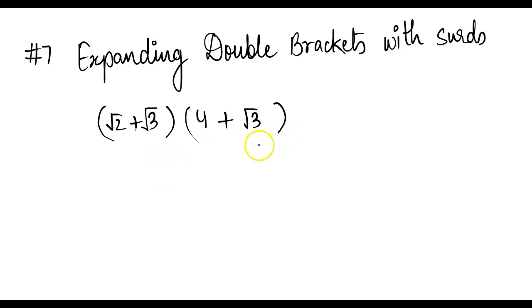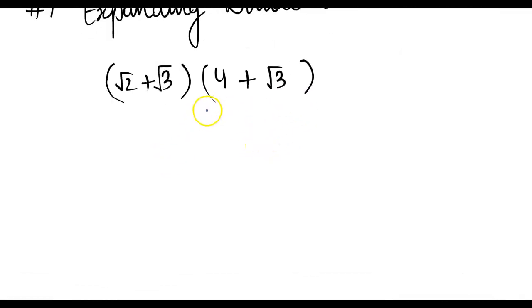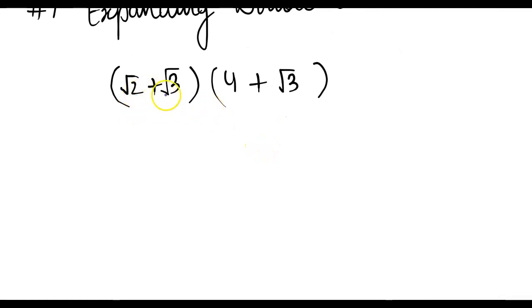Okay, let's get started. Now we have a question over here. As you can see, root 2 plus root 3, and the other bracket holds 4 plus root 3. In the previous video we have seen that a guest comes and meets all the members. So let's say we take this root 2. This root 2 is going to meet all the members of that bracket. So can we write it like this? Root 2 is meeting all the members of the next bracket.